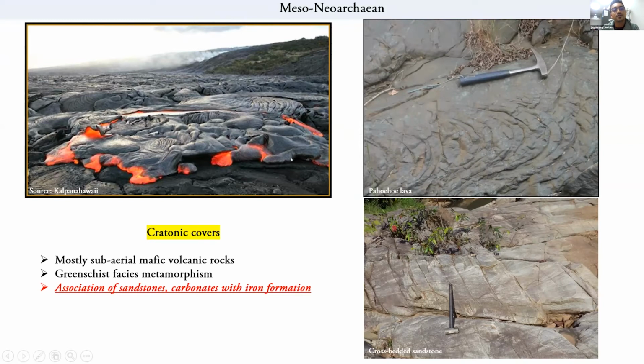And if you are lucky to come across these textures or features, if you happen to visit South Africa, India, or Australia, you will come across these fossilized, ropey features in the field, and you would be wondering how our Earth was then. But more importantly, the Earth, together with the subaerial lava flows, comprised some volcanic sedimentary rocks, which are mostly sediments such as sandstones and minor carbonates with iron formation.